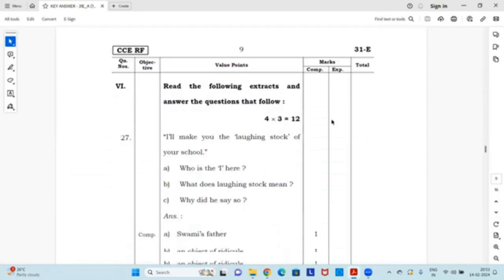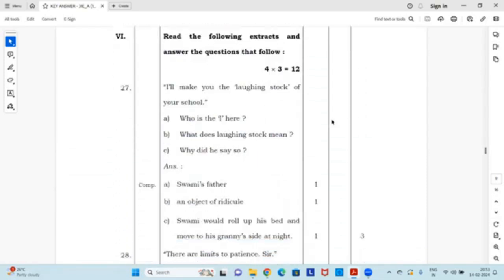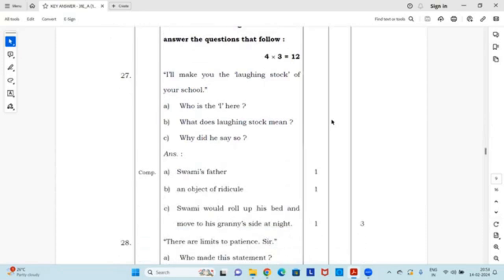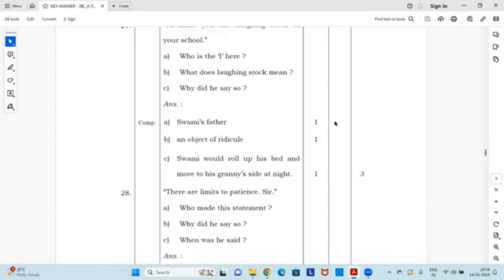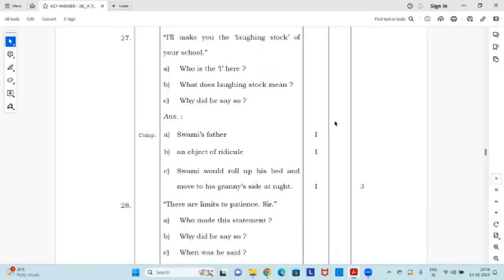Next. Sixth main, read the following extracts and answer the following questions. Okay, question 27. I'll make you the laughing stock of your school. In this sentence, who is I here? What does laughing stock mean? Why did he say so? Answer for A: it is Swami's father. And laughing stock means an object of ridicule. And why did he say so? Because Swami would roll up his bed and move to his granny's side at night. So father wanted to let him sleep in the office room all alone. That is why in this context of conversation, he says this sentence.